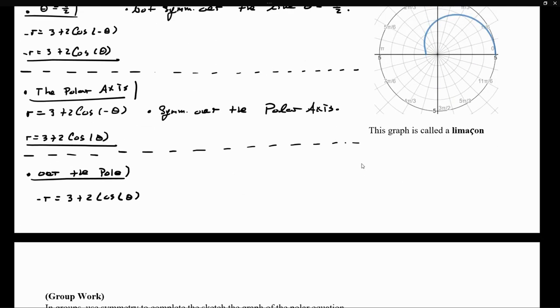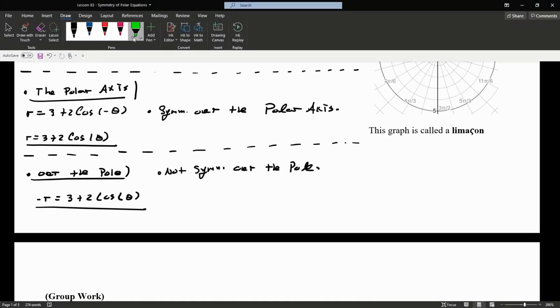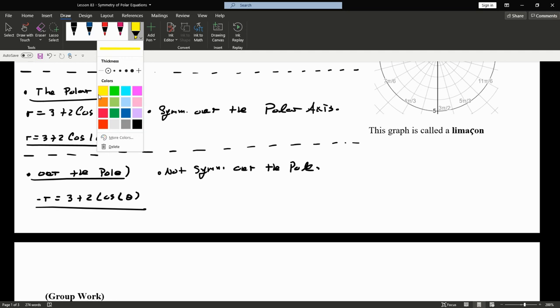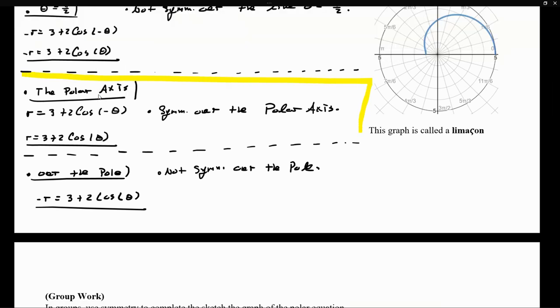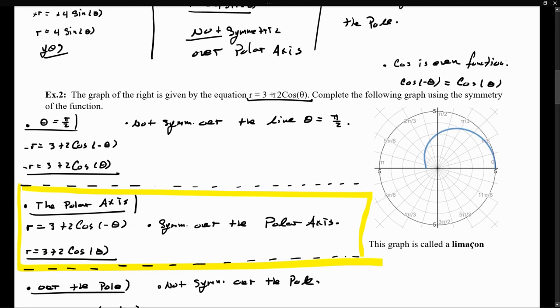And at this point, notice that there's nothing else that we can do to this function. There's no other type of manipulation that we can do when it comes to the sign. So we don't have the same equation back. So therefore, it is not symmetrical over the pole. So the only conclusion that we got here is that this equation that we just defined here is only symmetrical over the polar axis.